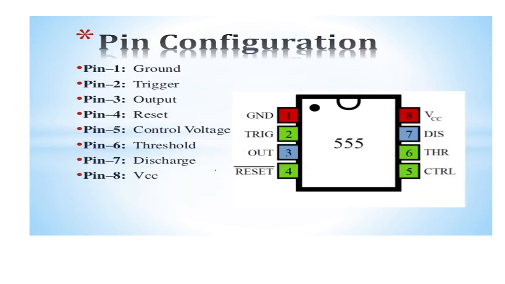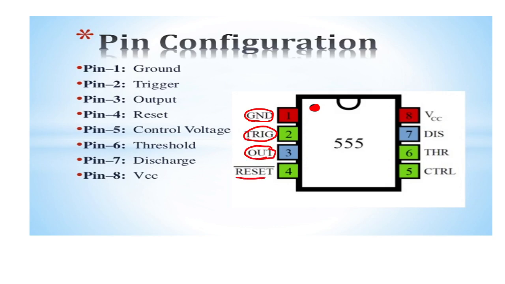The pin configuration is as follows. There are 8 pins; normally the IC has 8 pins. If the notch is there, the pin next to it is pin number 1. Pin number 1 is my ground. Pin number 2 is my trigger. Then the output we are taking from pin number 3, that is nothing but the output pin.